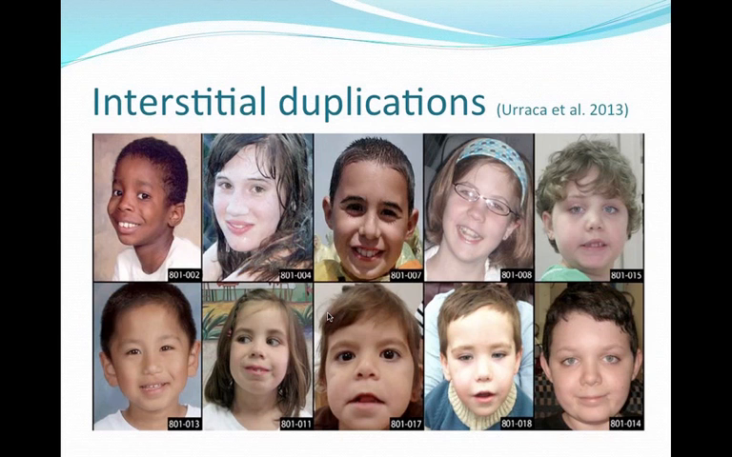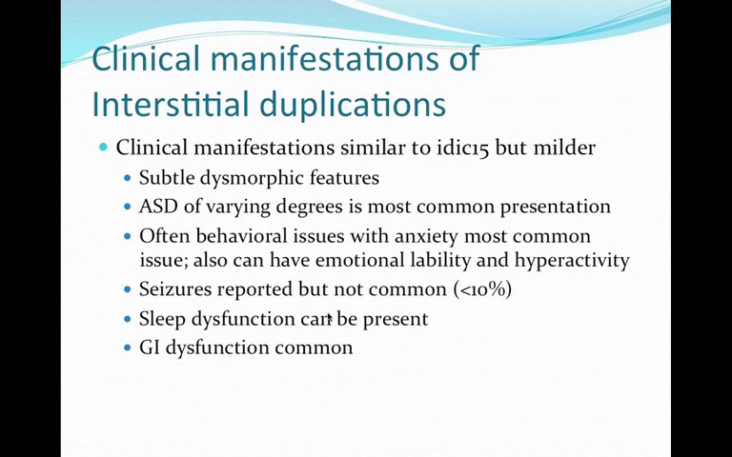And then looking at the case of the interstitial duplications, here's a nice picture from Nora and Larry's paper back from 2013. Again, since it's one copy instead of two copies, it's the same kind of issues, but usually just much more mild. So just some subtle facial features that are a little bit different. The autism spectrum is of varying degrees, so that's the most common presentation, but it's usually mild. There's often behavioral issues with the anxiety more common than the self-injury or the irritability. Seizures are reported but not common. They're probably 10% or less. We'll talk about that a little bit later.